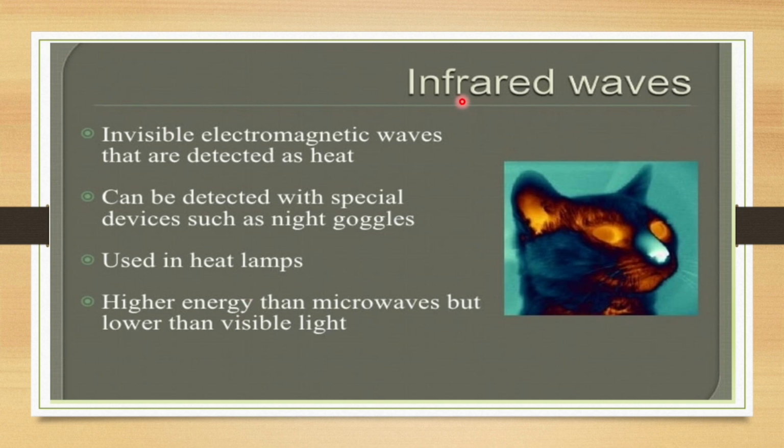The next waveform is infrared waves. They are invisible electromagnetic waves that are detected as heat. They can be detected with special devices such as night goggles, and they are used in heat lamps. Infrared rays have higher energy than microwaves, but lower energy compared to visible light.